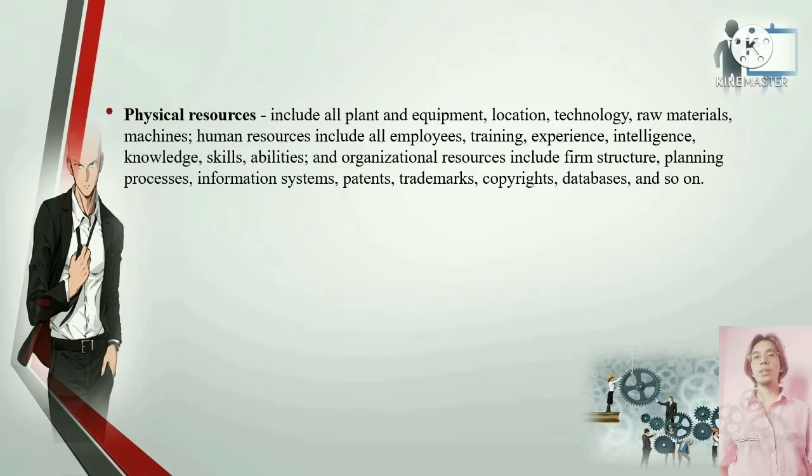Physical resources include all plant and equipment, location, technology, raw materials, and machines. Human resources include all employees, training, experience, intelligence, knowledge, skills, and abilities. Organizational resources include firm structure, planning process, information systems, patents, trademarks, copyrights, databases, and so on. RBV theory asserts that resources are what actually help a firm exploit opportunities and neutralize threats.